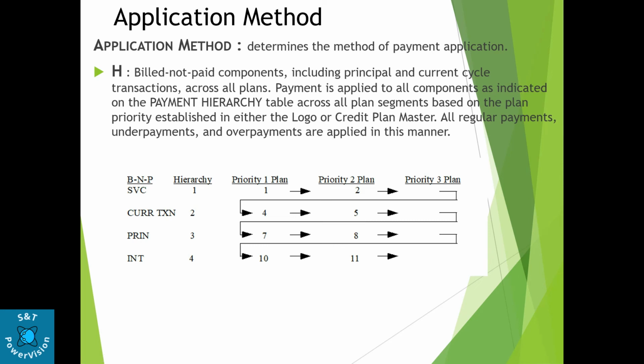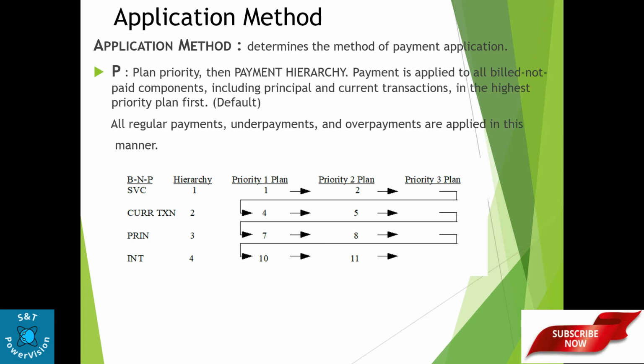Means priority of the component: each component 1, 2, 3, 4. After that, it satisfies all the plans in the horizontal way. Like first for service, it satisfies all the plans 1, 2, 3. Then current transaction 4, 5. Then principal, then interest. Means here priority of the component matters, then plan priority.